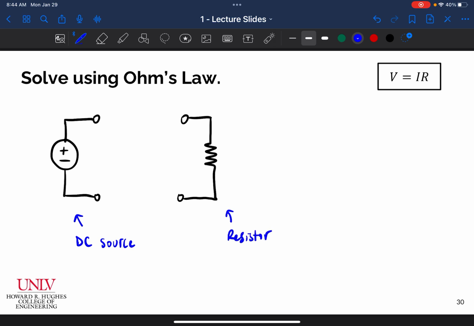And let's go ahead and say that this is a 12-volt battery, okay? Or a 12-volt voltage source. Doesn't necessarily need to be a battery, but that's typically what we like to think of as a power source. And let's say that I have a 100 ohm resistor, okay? And so what I want to do here is I want to solve using Ohm's law. Well, what am I going to solve for? I'm going to solve for the current flowing through this resistor, I.